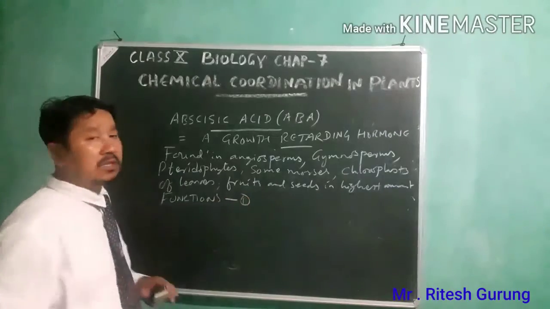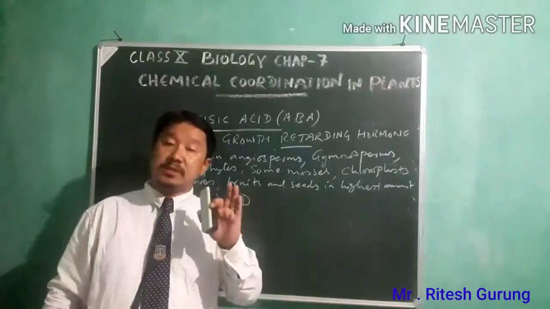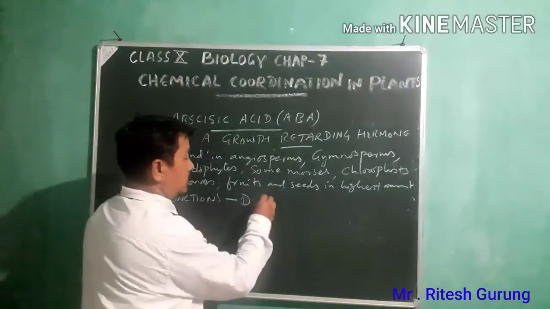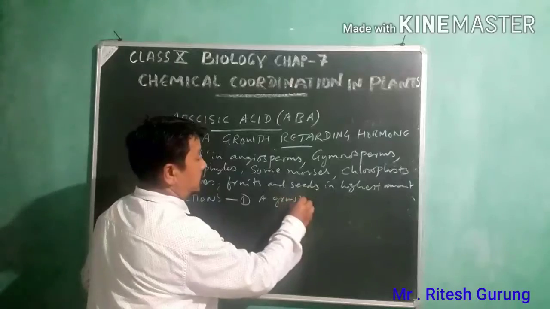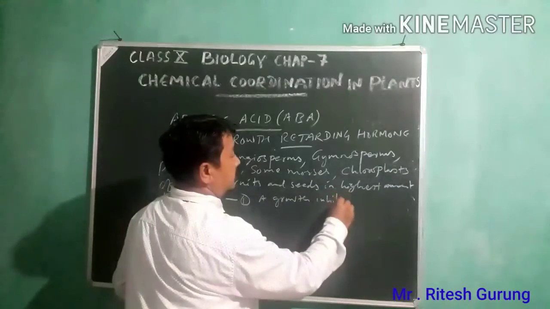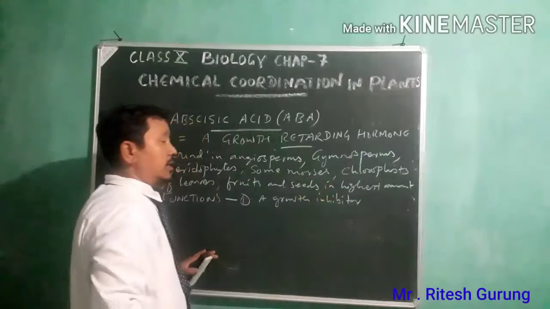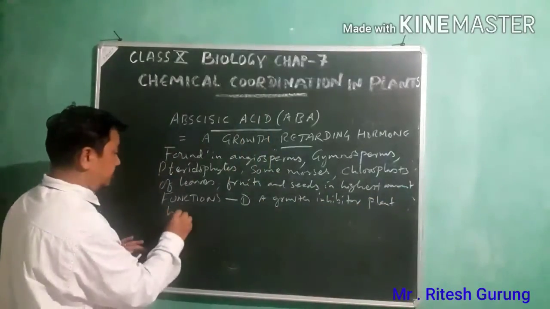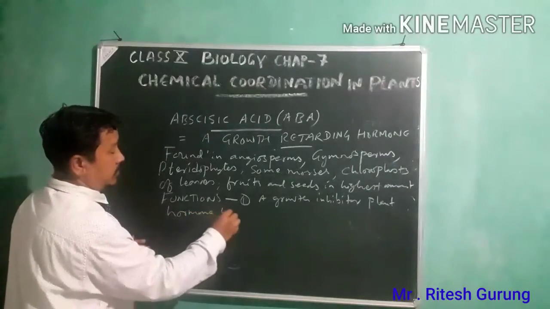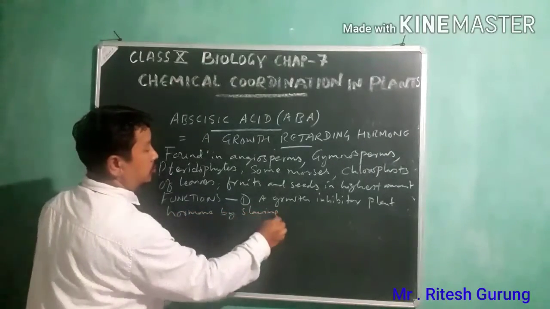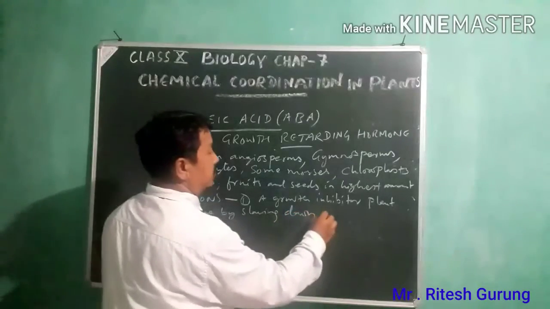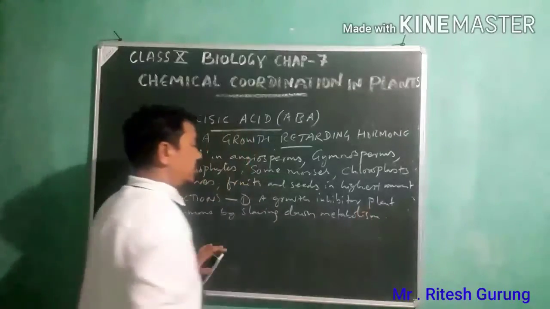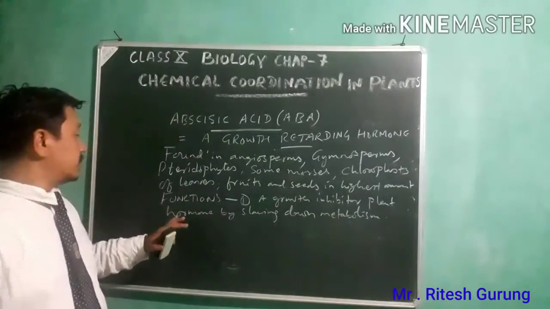Functions. Number one, a general plant growth inhibitor. So it is a growth inhibitor plant hormone by slowing down metabolism. Okay, so a growth inhibitor plant hormone by slowing down.